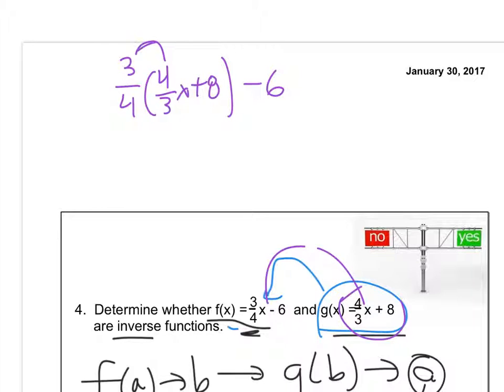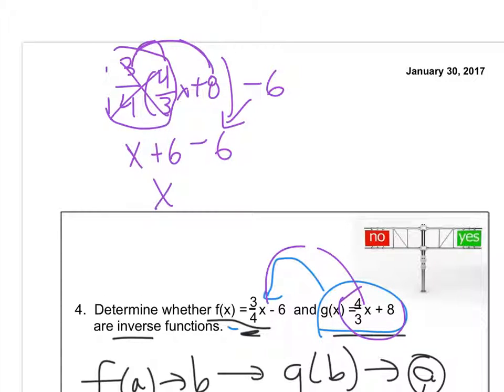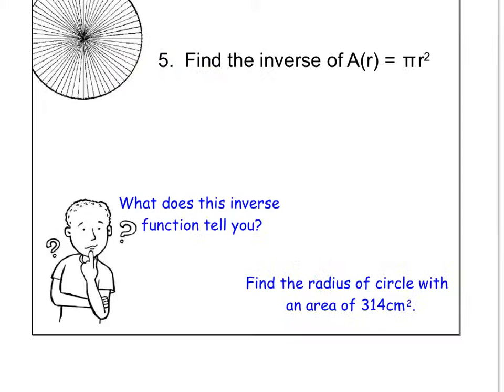So now if I distribute this, if I multiply these two, they cancel out. I'm just left with x. All right? 3/4 of 8 is going to be 6 minus 6 from out here. So I'm left with just x. That's what I want. If those are inverses, yes, that's what I want, just x. So all I did was put one in for the other and then see what happens when I simplify it.